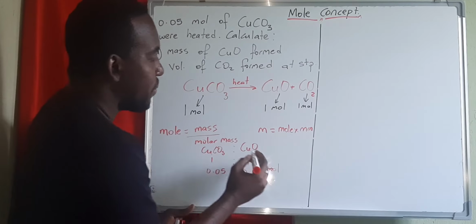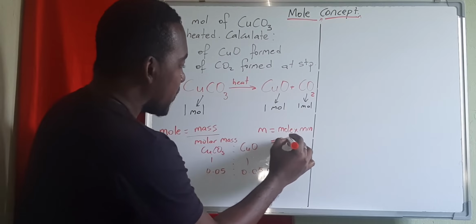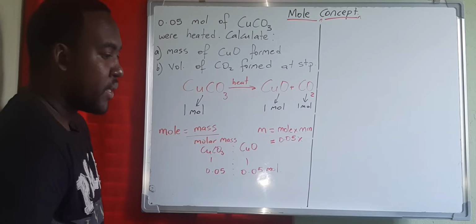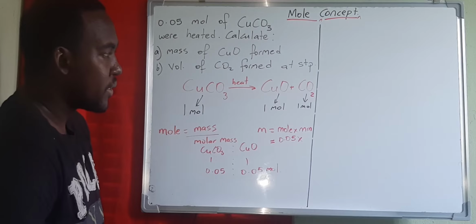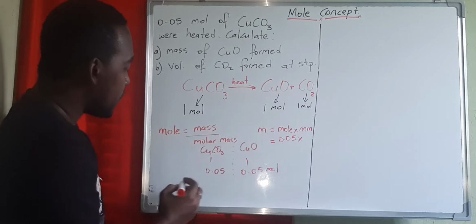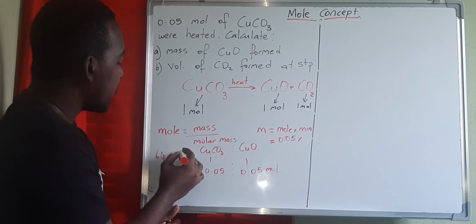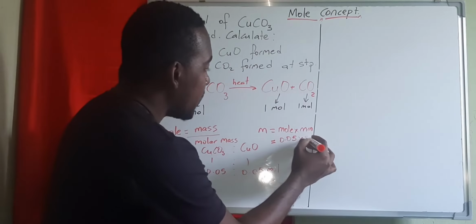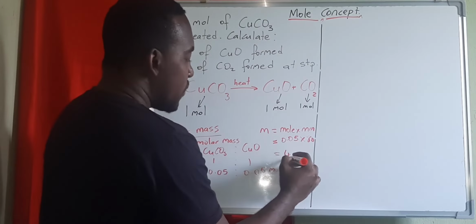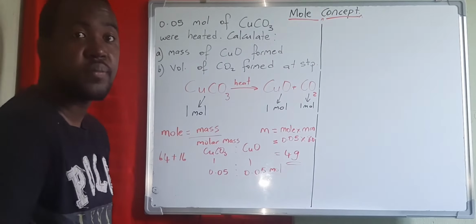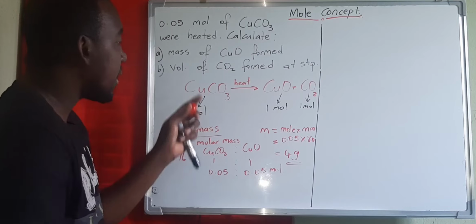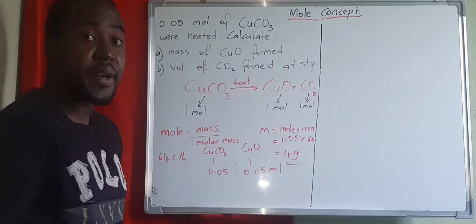So let's call this mm, right? The mole is 0.05, and to find the molar mass of copper oxide, it would be 80. The molar mass of copper oxide is 80 because copper has a mass of 64 and oxygen is 16. So we get 80 here. When we multiply those two numbers, we get 4 grams. So the mass of the copper oxide that was produced from heating copper carbonate would be 4 grams.